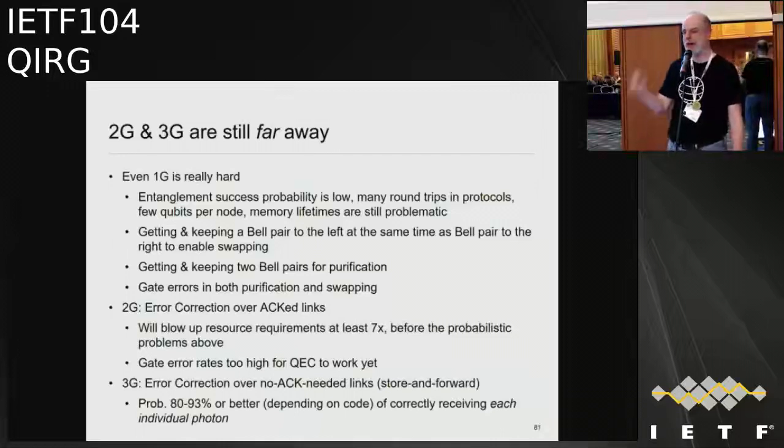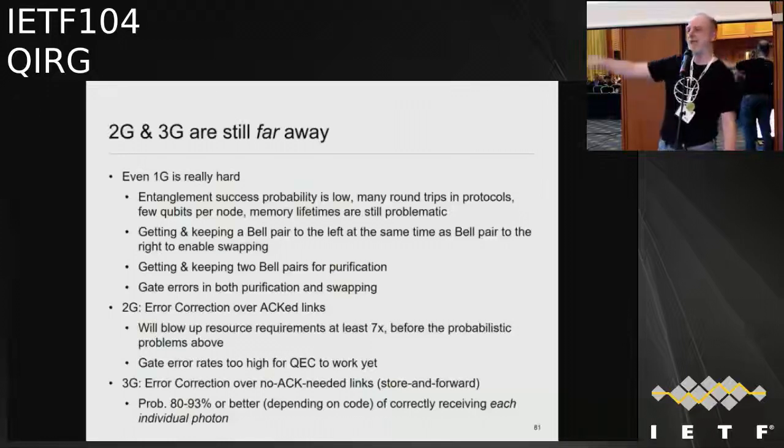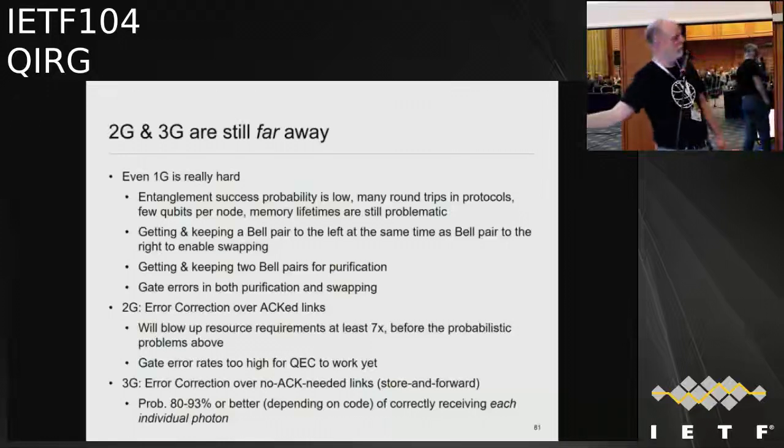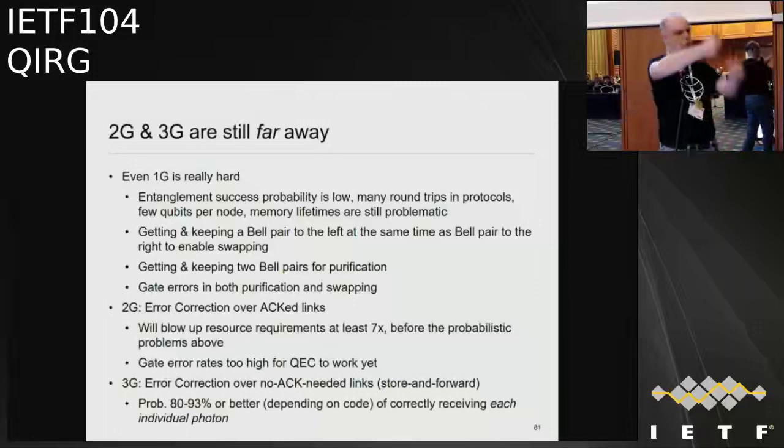For 3G, not only are you going to have error correction that works and a lot of memory in each one of these nodes, but you're also going to have the probability of 80 to 93%, depending on your choice of code, in getting every single photon you put into the fiber out the other end and detected properly. And what are the current success rates in your laboratory for actually detecting a photon that comes out of an atom? Between 5 and 10%.